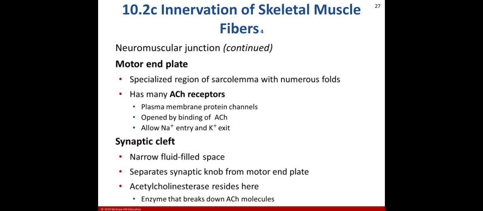There is this motor end plate, which is on the muscle fiber, on a region of the sarcolemma, and it has a lot of folds in it. This is a place where there are acetylcholine receptors. There's this plasma membrane with protein channels. It's only going to open when it's binding with acetylcholine. This binding is going to let sodium and potassium move through. And then there's a little gap in between, which is our neuromuscular junction. It is called the synaptic cleft, and it is where acetylcholinesterase is. That's the enzyme that breaks down acetylcholine molecules.